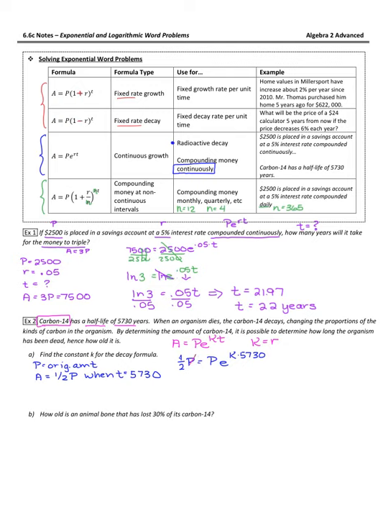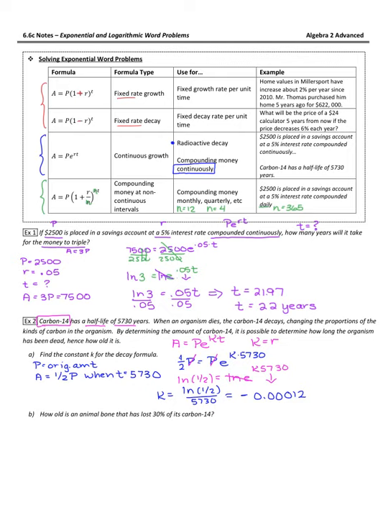I can divide both sides by P, and that goes away. And you're going to find this is a common strategy: we're going to take the natural log of both sides so that it will cancel with my e. That cancels, and this just drops down. To solve it then, we're going to take the natural log of 1/2 divided by 5730, because that's what k is going to equal. And that is going to give me a value of negative 0.12312. And we're just going to use that as our k.